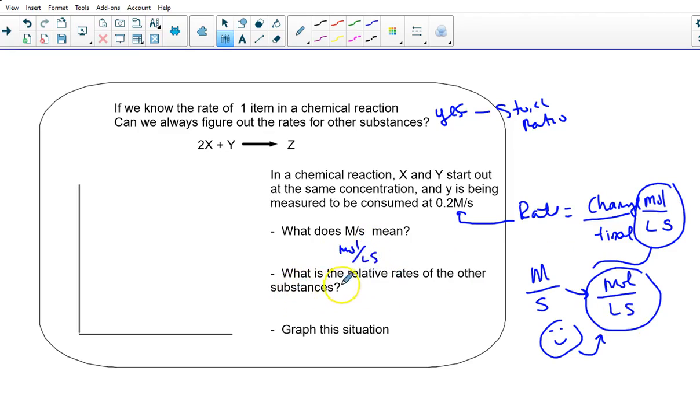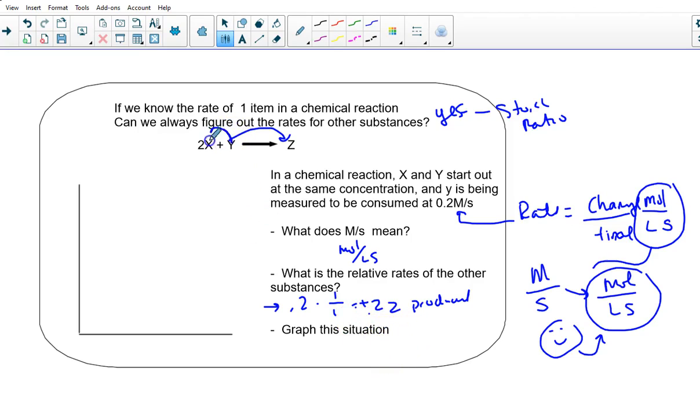Okay, what are the relative rates of the other substances? Well, we know, again, the stoich ratio. So take a moment, pause it, and let's figure out what the actual rates are. Okay, in this situation, you should try it already. 0.2 is Y. So what's the production of Z? Well, it's just going to be 0.2 at a 1-to-1 ratio equals 0.2, which is how fast Z is being produced. And of course, this might look like simple work, but you've got to show it. You've got to show a person on an AP test what you're doing.